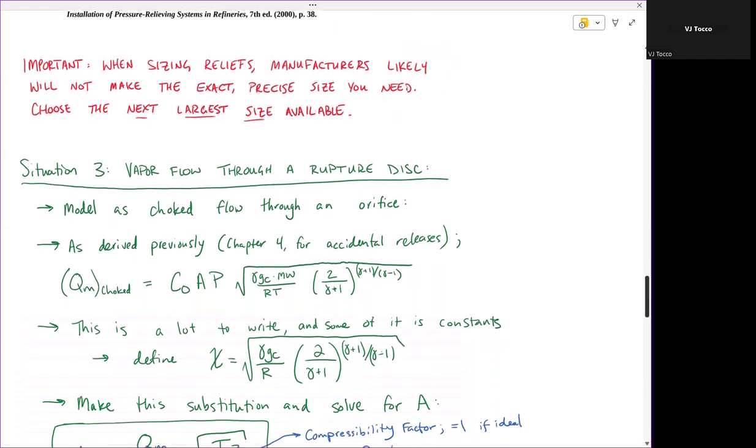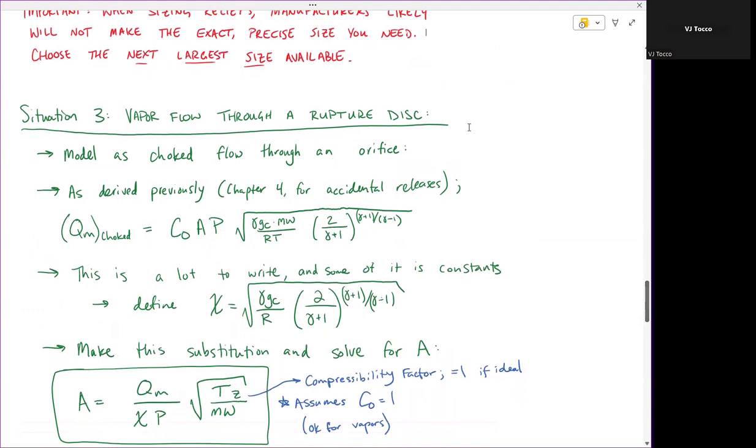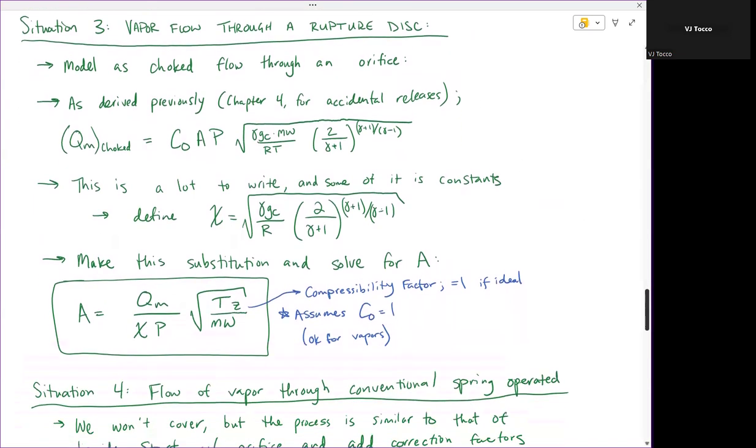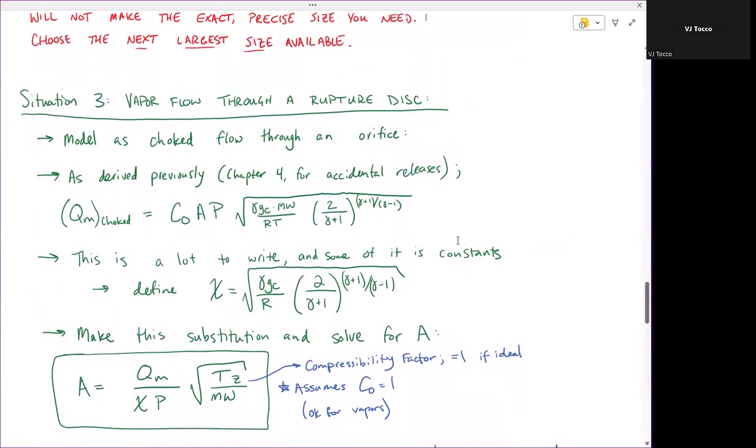And then finally, I have notes prepared, and the book goes into vapor flow through a rupture disc, but I don't like to cover that. It does get fairly complicated and fairly involved. If you're interested, I would highly encourage you to check out the book and to read about it. But for the purposes of this class, we'll stick to just liquid flow through a relief valve. Also, in addition to vapor flow, there's also a separate section for two-phase flow, so vapor and liquid, and that's even more complicated still.